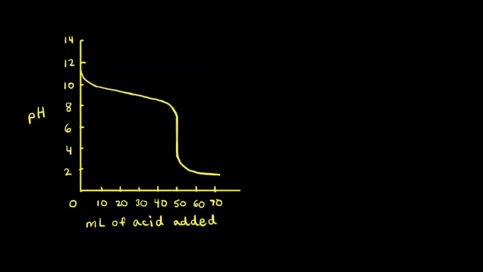Next, let's look at the titration curve for our weak base strong acid titration. pH is on the y-axis and milliliters of acid is on the x-axis because we're adding our strong acid to our aqueous solution of our weak base.